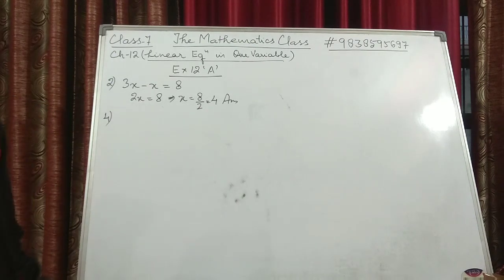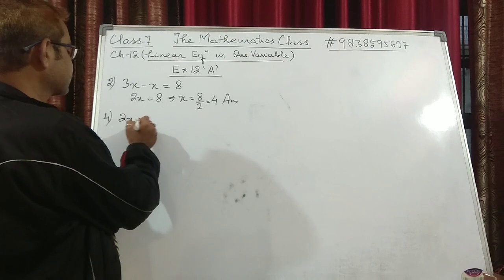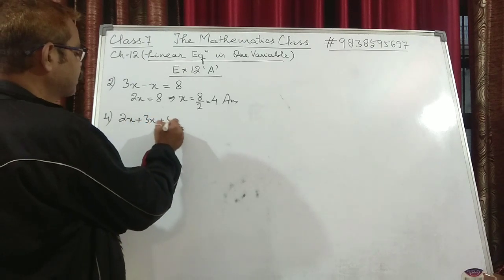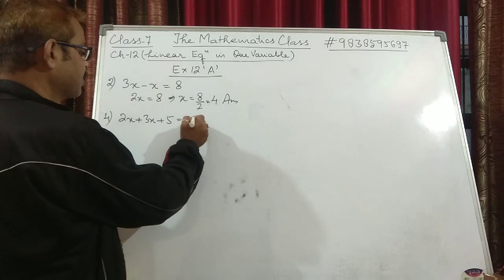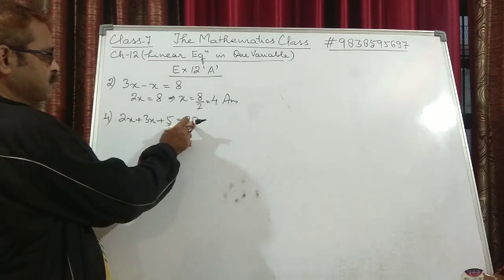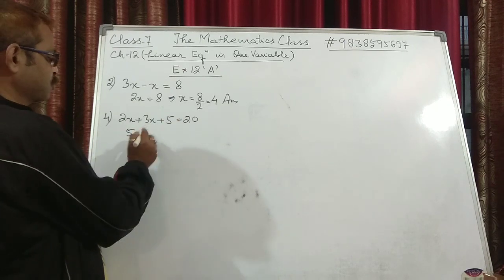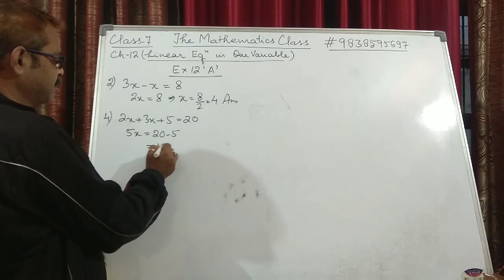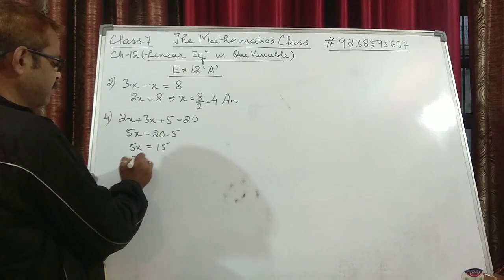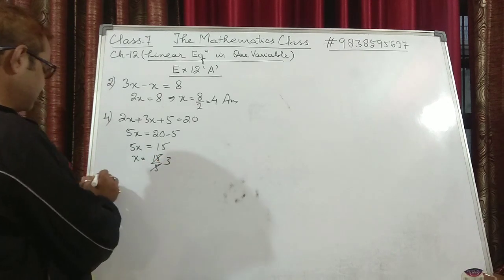Now we move on to the fourth question. 2x plus 3x plus 5 is equal to 20. Now you can see two variable terms and two constants. So 3x and 2x is 5x, and this 5 goes to this side, is equal to 20 minus 5. 20 minus 5 is 15, and this is 5x. So x is equal to 15 upon 5, that is 3.